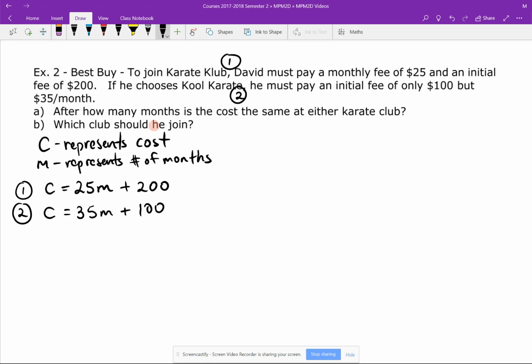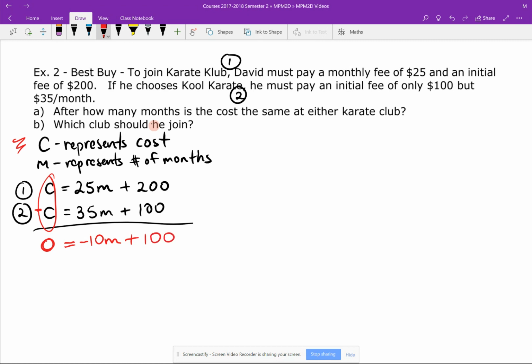So guess what kind of method will I use for this one? Elimination. Okay, so I'm going to use elimination. How am I going to eliminate these variables here? I'm going to subtract the two equations. I'm going to eliminate the c's, so I have to eliminate them by subtracting because c minus c is 0. And then everything else I'll subtract. 25m minus 35m is negative 10m, and 200 minus 100 is still 100, so plus 100.